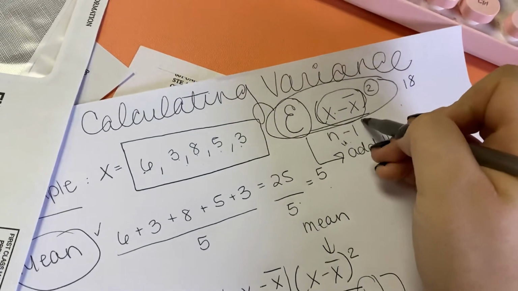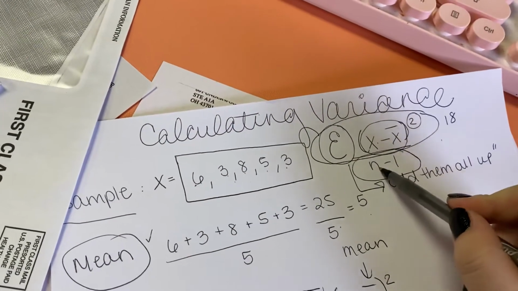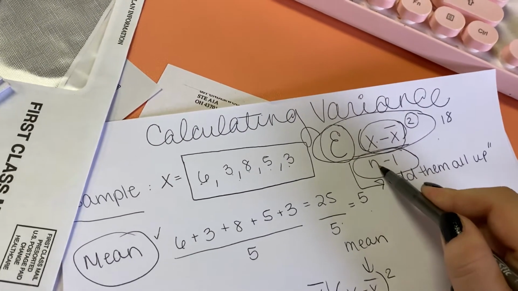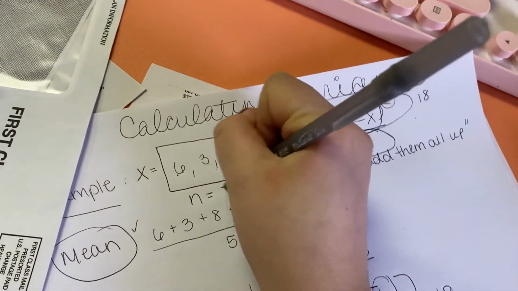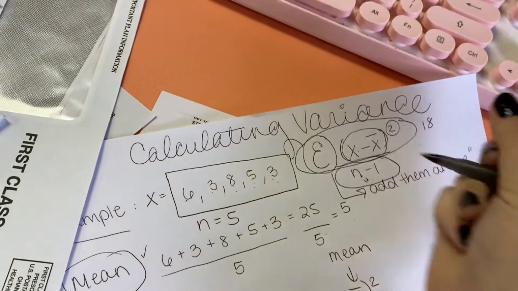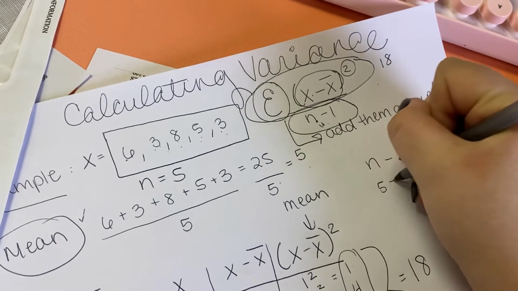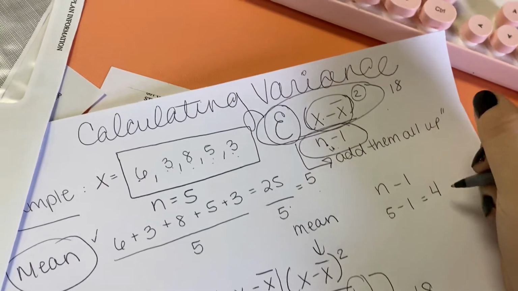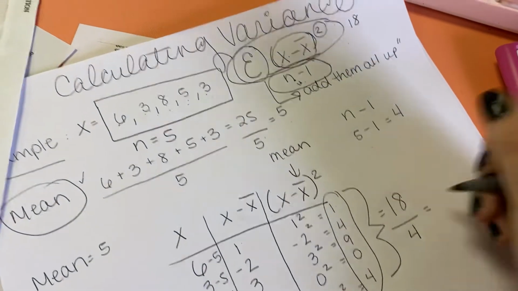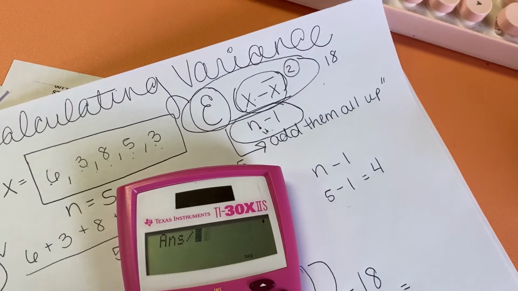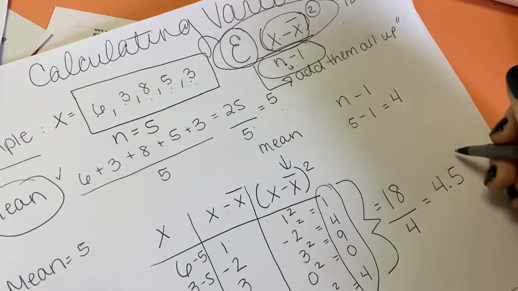So now all we have to do is fulfill the denominator of our formula. n is the number of x values in our sample. So for this, n equals 5: 1, 2, 3, 4, 5. To fulfill the formula, we have to do n minus 1, which is 5 minus 1, and that equals 4. So now we're going to do 18 divided by 4, which is 4.5. And that is our answer.